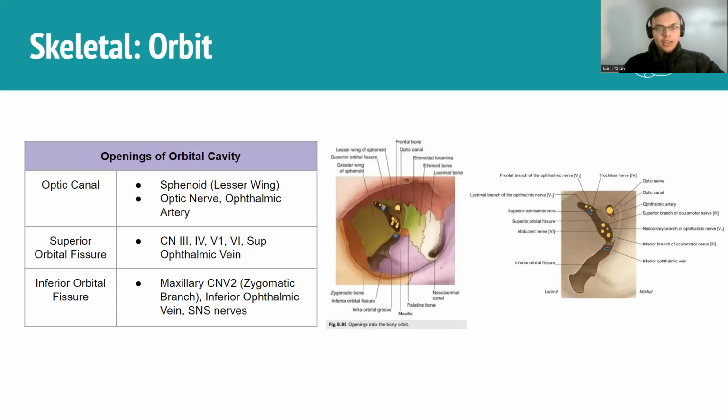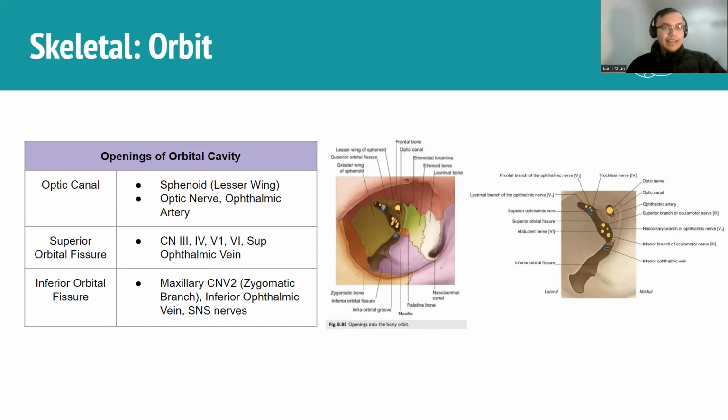So starting off with the optic canal, that is situated, first of all, within the sphenoid's lesser wing. It comes out through there, a little opening inside it. And it contains the optic nerve or cranial nerve 2 and the ophthalmic artery, which is going to go to the eye and supply it, and the retina. The superior orbital fissure, on the other hand, contains cranial nerves 3, 4, 6, and V1, and the superior ophthalmic vein.